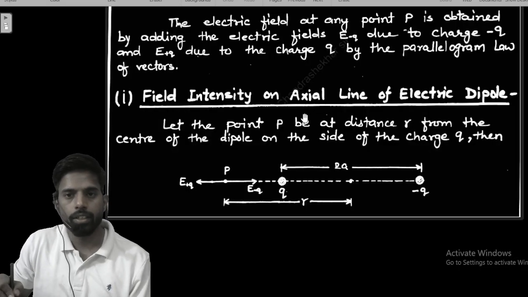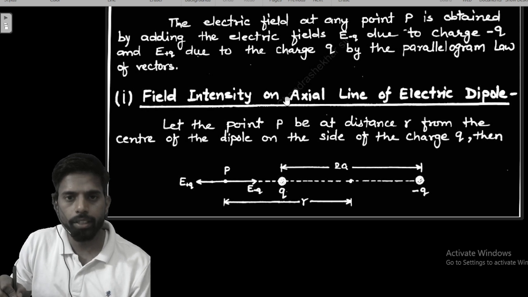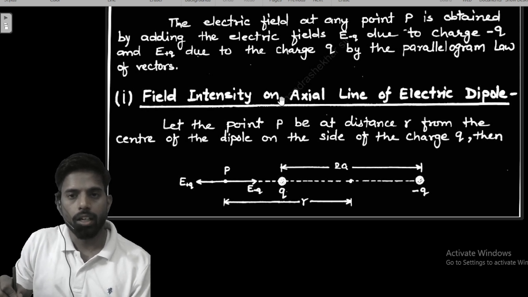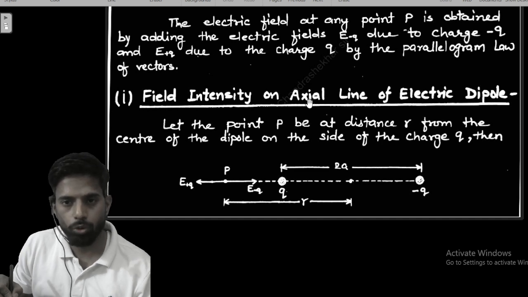So hello students, in this video I am going to derive three derivations on the basis of electric field. That is, we have to find the electric field on the axial line, on the equatorial line, and the torque experienced by a dipole when it is kept in a uniform electric field.